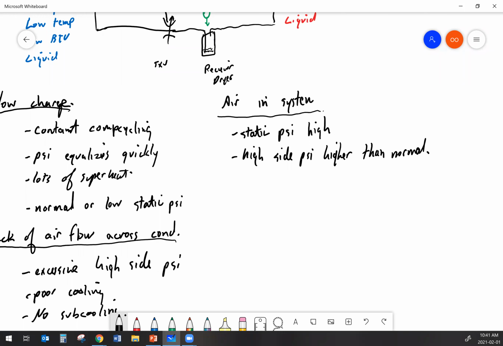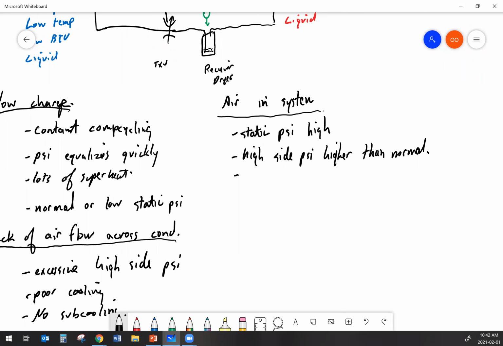Your high side pressures being higher than normal, what might happen there is we may end up with the high switch cutting out as well. You're going to have poor cooling performance. And if you're trying to figure out if you've got air in the system or if it's some other problem with the system, air in the system is pretty easy to identify as long as you remember to check your static pressures when you start.